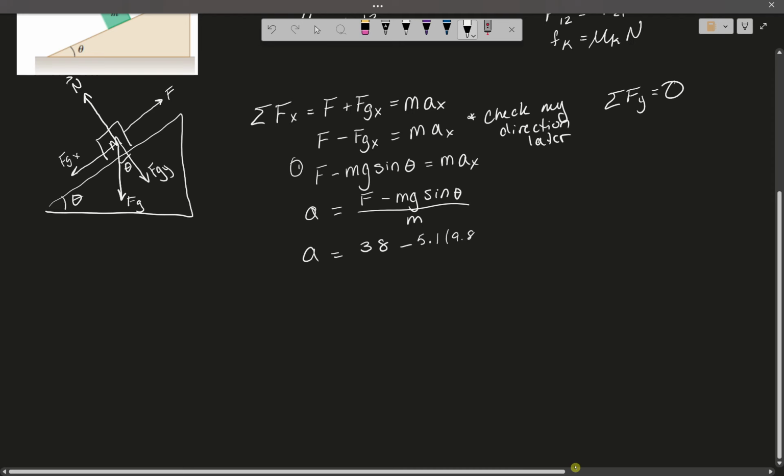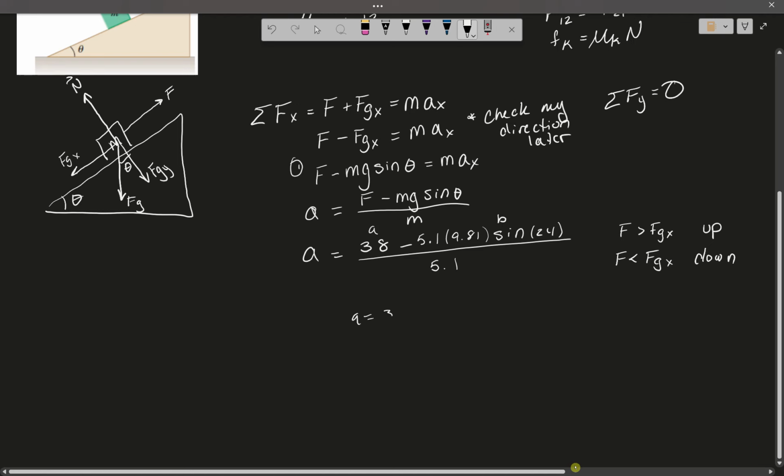5.1 times 9.81. This is positive because I already took the directionality out of this. Sine of 24 degrees divided by 5.1. At this point, I'm going to see if the force applied is greater than the force of gravity in the x direction, meaning that my block will move up the inclined plane, or if it is less, meaning that my block would move down the inclined plane. To do this, I'm going to see if A or B is larger.